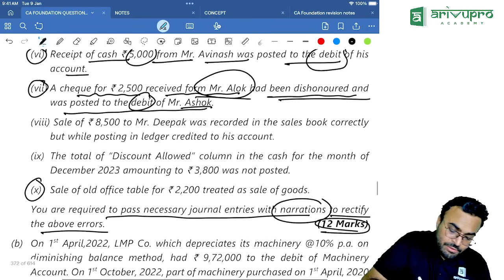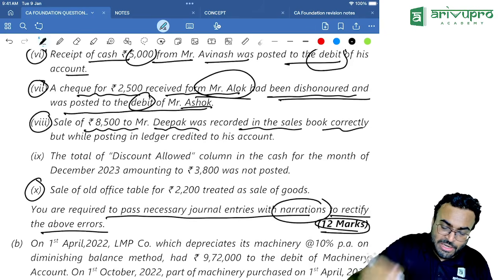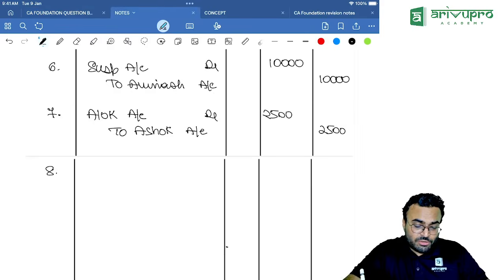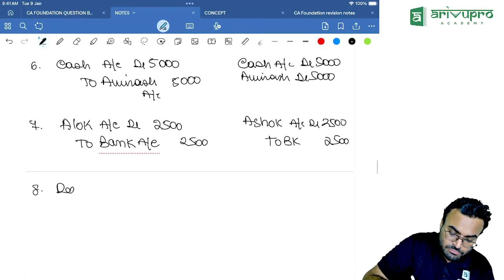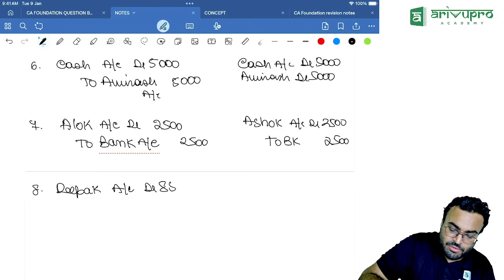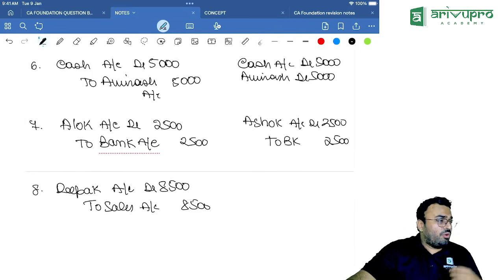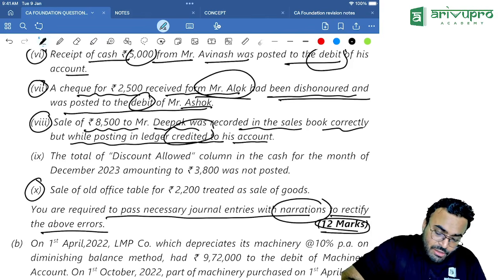Now eighth one. Sale of 8,500 to Mr. Deepak was recorded in the sales book correctly. Okay. But while posting in the ledger, credited to his account. What is the correct entry? Deepak account debited 8,500 to sales account 8,500. Clear? Now, what is the wrong entry? Posted to what? Credit of his account.